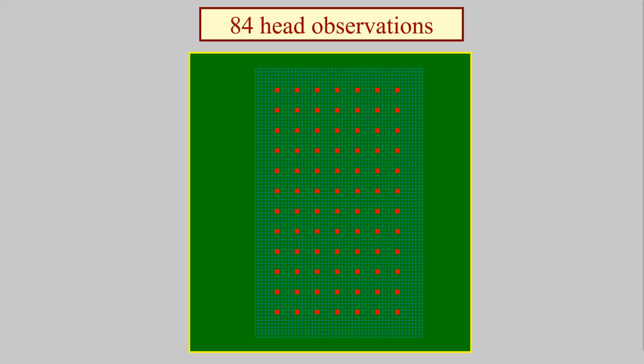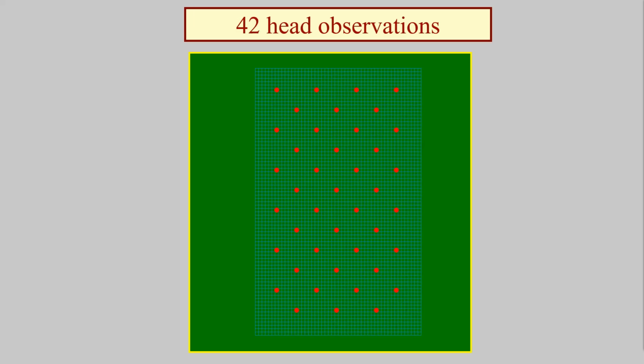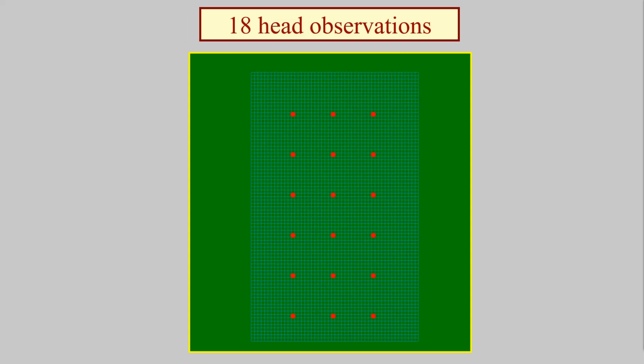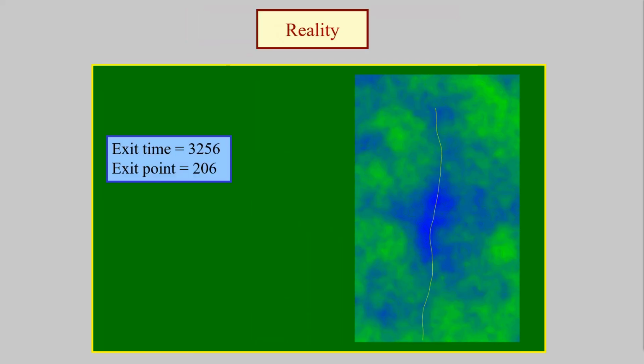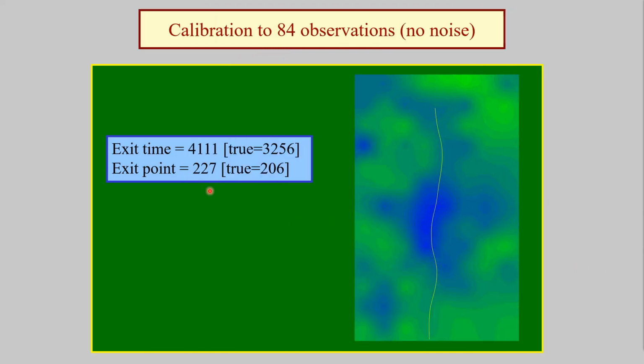In general, we will not know the correct covariance matrix of reality. In fact, reality will be far more complex than can be expressed with a covariance matrix. But in this synthetic case, I've done everything correctly. So 84 head observations, 42, 24, 18, 12. Here's reality. Here's the exit time, the exit point, the correct answers.